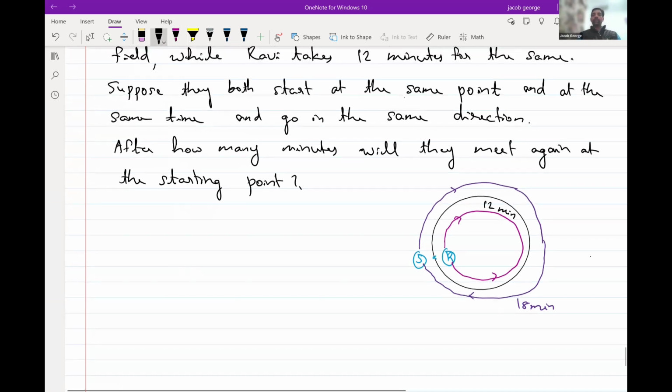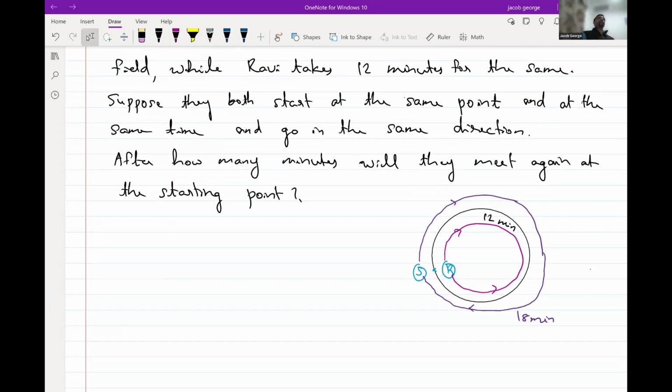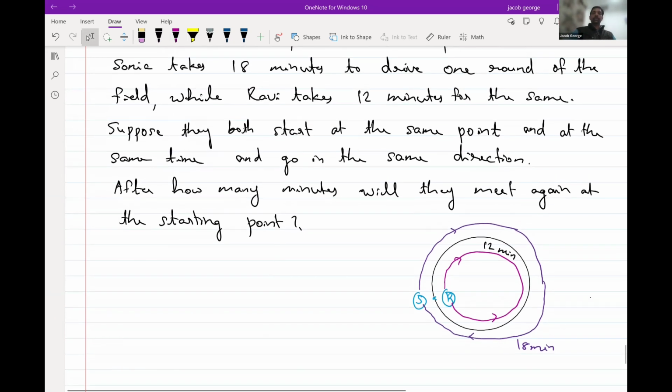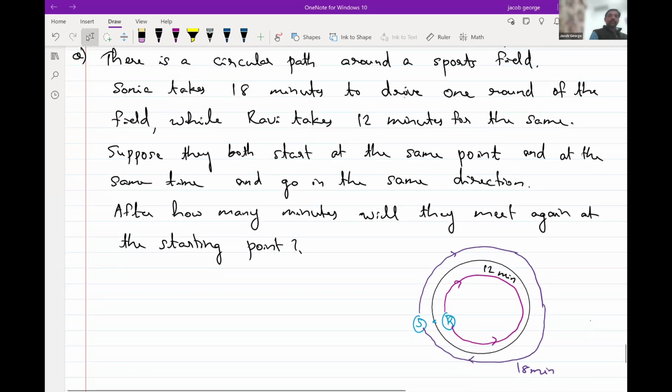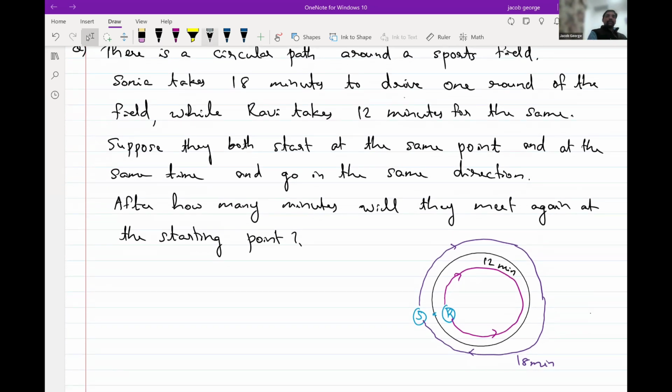Sonia takes 18 minutes to drive one round. Ravi is faster. He takes 12 minutes. Okay, then suppose they both start at the same point. That same point is a common point. Common point means we have two options, highest common factor or lowest common multiple, and we'll find out which one it is, because of the same point.